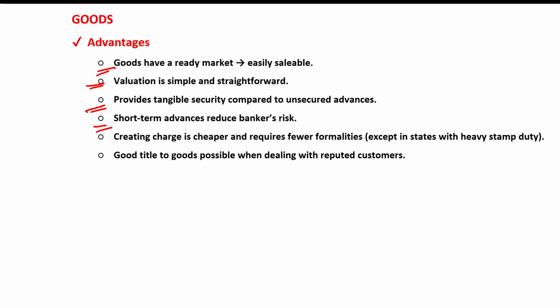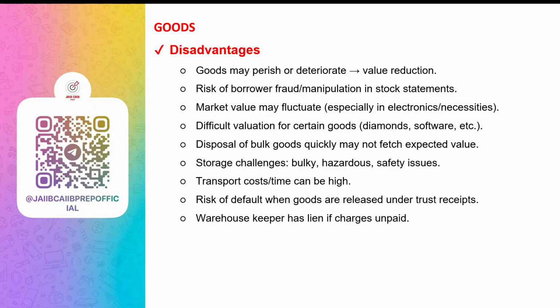The charge created is cheaper than for land and building. So, except in a few states where the stamp duty is heavy, the cost of creating the charge is low. With repeated borrowings, goods can be obtained. The bank can obtain valid rights over the goods. So, good title to the goods is possible when dealing with repeat customers.